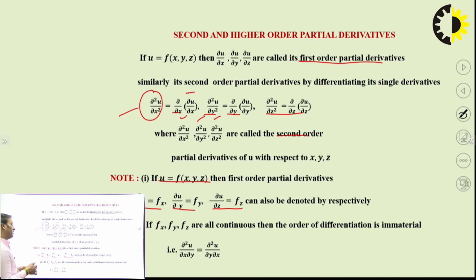If we are going to take their higher order derivatives, then one more thing to note down: the double order differentiation of u with respect to x first then y is always equal to, dear student, first y then x, right? So this is a very important concept.